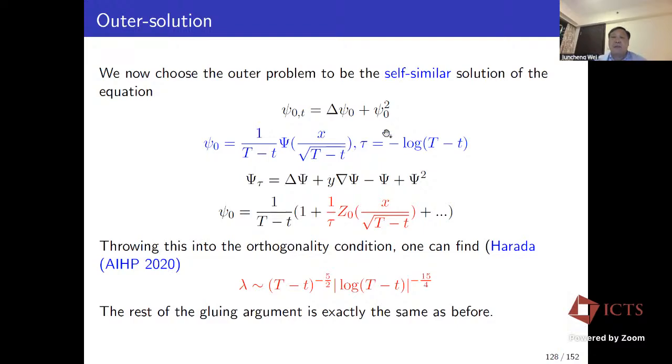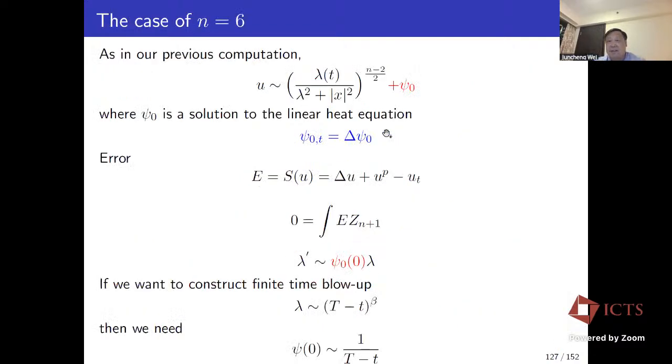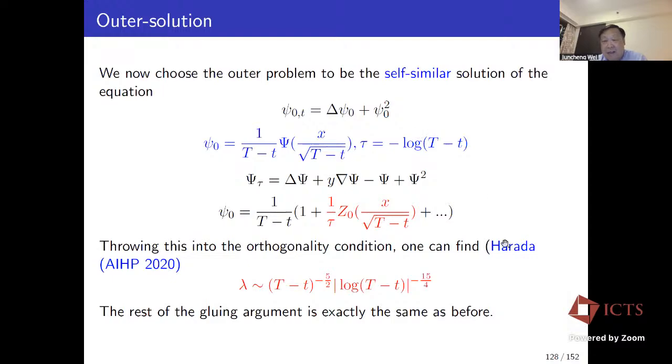So the difference between dimension 5 and 6 is how you choose your phi 0. In dimension 5, we just simply choose a solution to the linear heat equation. Now in dimension 6, you have to choose a type 1 blob. So this is a type 1 blob. On the top of a type 1 blob, you have a type 2 blob in dimension 6. And this has been proved in Harada's paper.